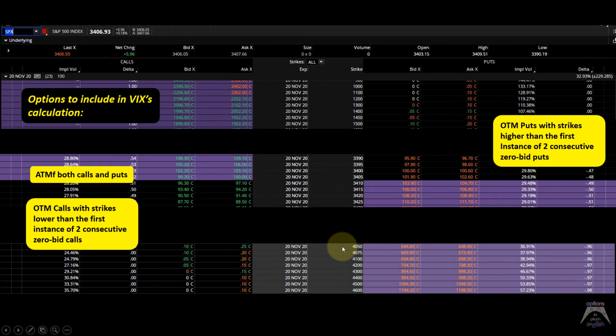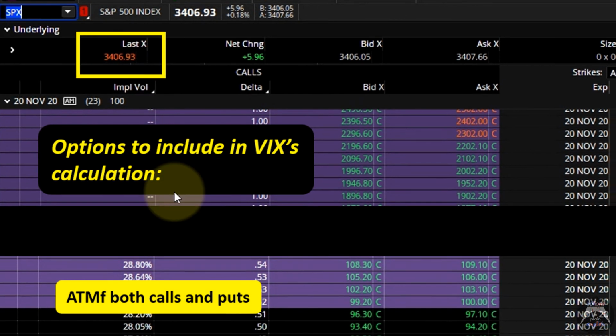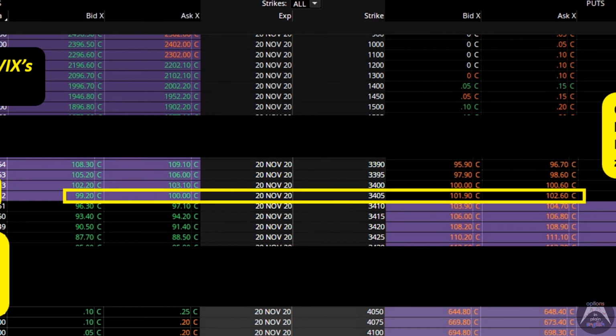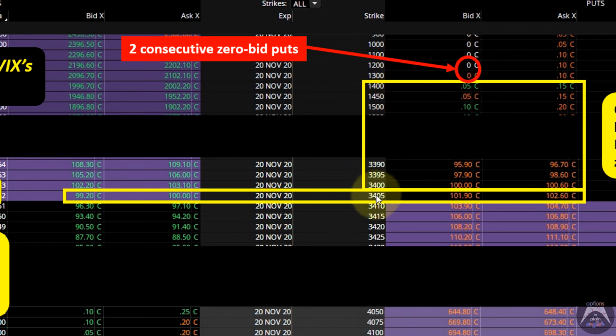So let's look at it visually. We're going to have SPX at 3406, so the at the money is 3405. So both calls and puts are going to go into the calculation. And then for the puts, we're going to find the two consecutive zero bid puts right here. So those are not included, and that's the limit. So we're going to include all the puts from 3400 down to 1400. Okay, remember 3405 is also included.